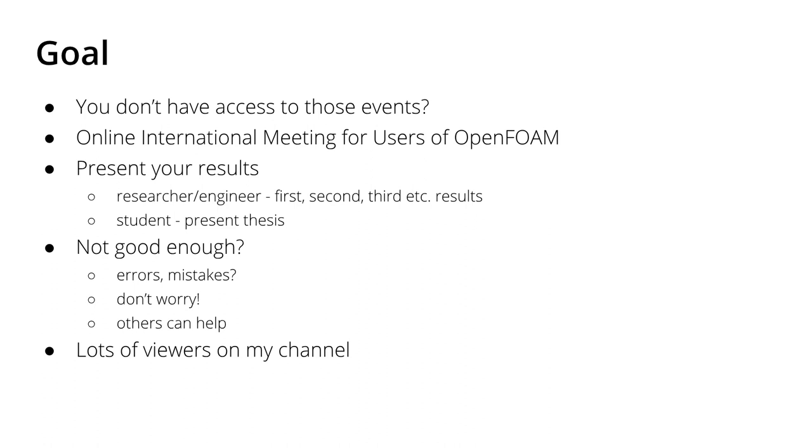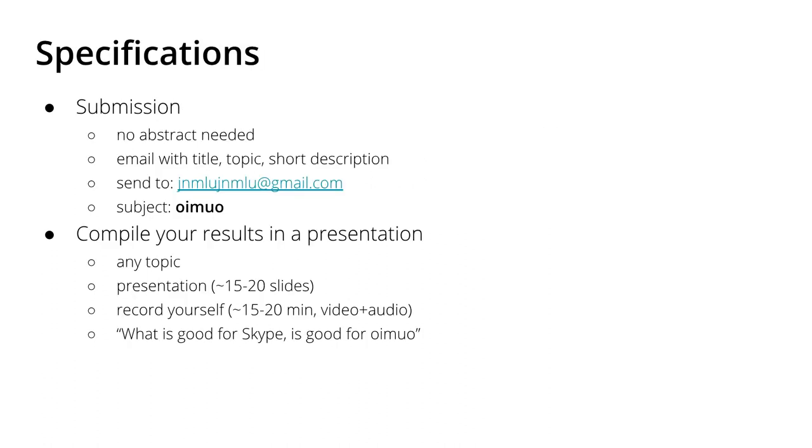Okay, so the specifications are just a rough specification for the submission. This year I do not want you to send me an abstract because I don't think it's required. Just please pitch me your idea. Just send me an email with the title of what you want to submit or present, then the topic and a short description, a couple of sentences, of what you want to present. I mean, if you want, you can write me a longer text, but at least a couple of sentences so I know what you want to submit here. And send the email to jnmlu@gmail.com. This is the Gmail address connected to my YouTube account with the subject OIMUO, please, so I know that this email is a submission to this event.